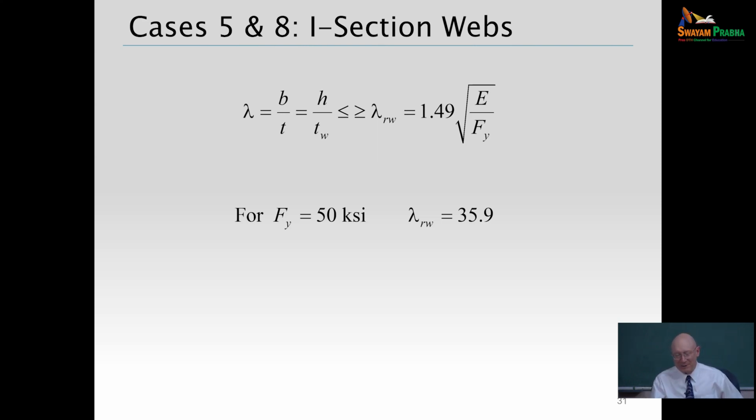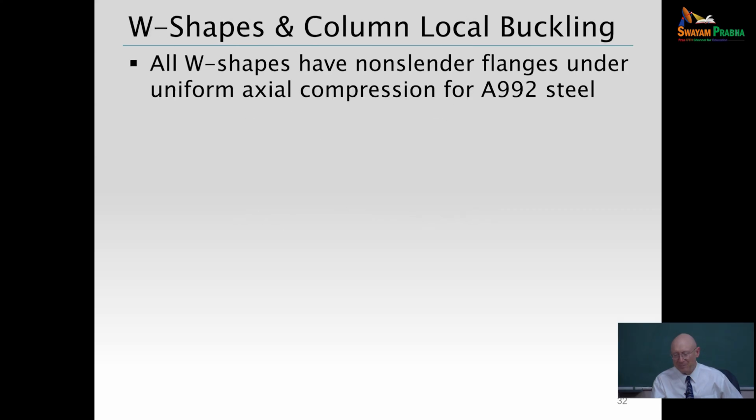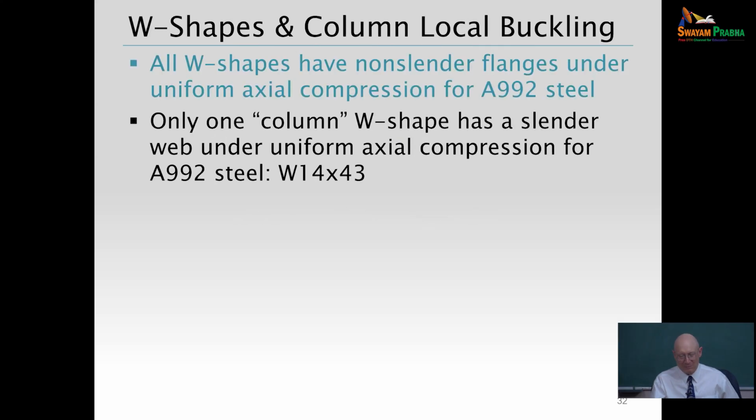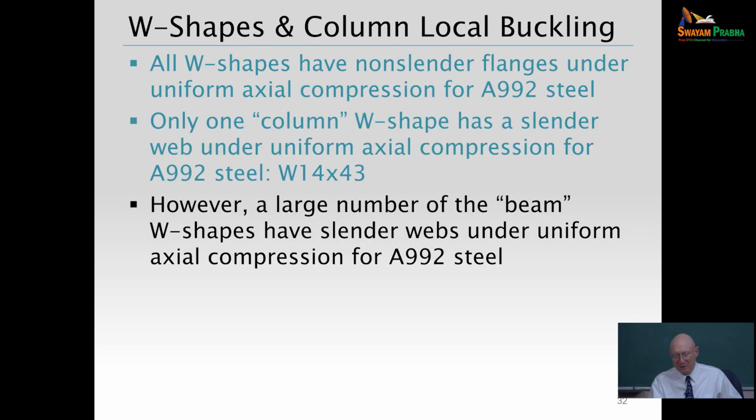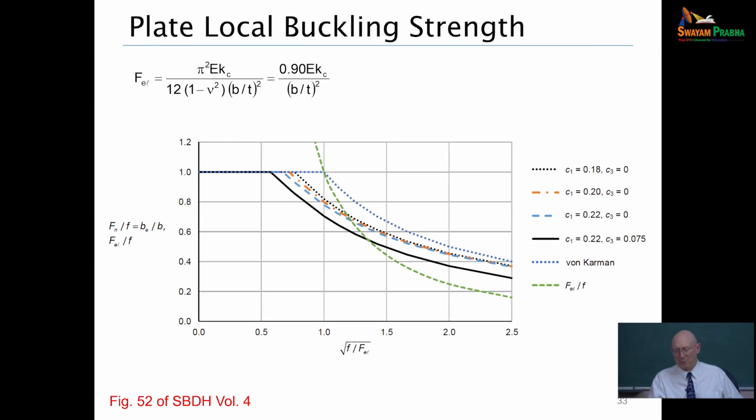So these are compactness limits here on the webs. Again, as I was saying, for wide flange shapes, there's nothing that's non-slender for uniform axial compression. There's one column type shape there that's slender, but then a lot of beam type shapes that would classify as slender when we're looking to calculate our strength here. We're about to look at our plate local buckling strength curve, and we'll drill down into some of the things a little more tomorrow.